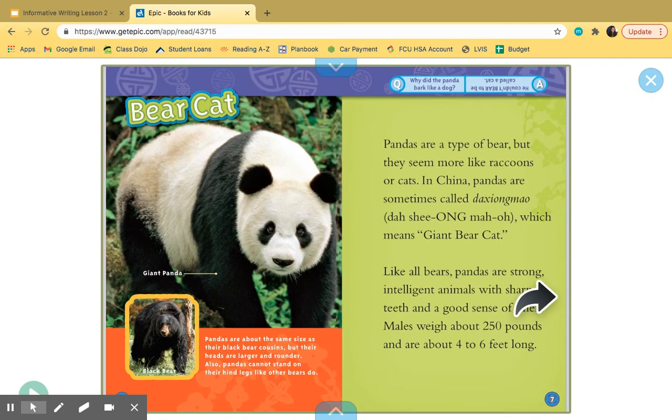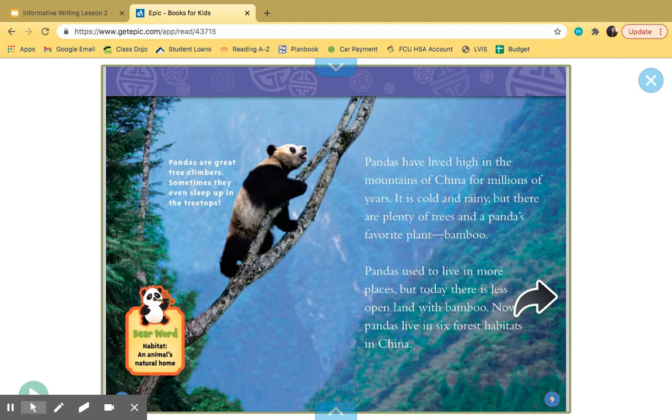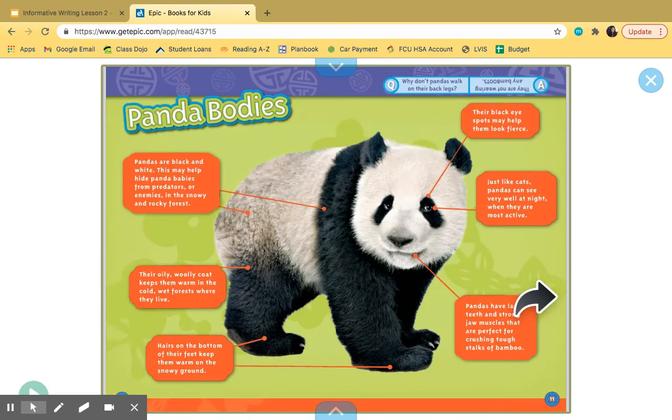This page says bear cat and has another picture of a panda bear. On this page, it looks like a panda is climbing up a very tall tree. And on this page, we see a diagram of a panda. We haven't talked about diagrams too much. A diagram is used to show the different parts of the panda's body. So that's what they are explaining in all of these orange boxes.